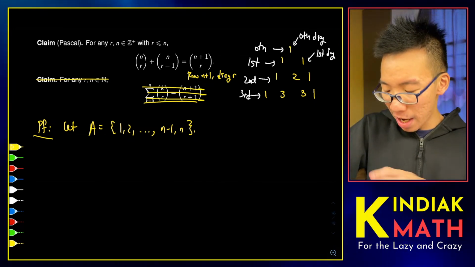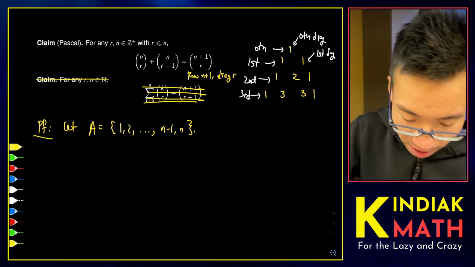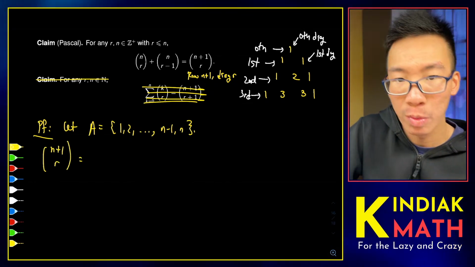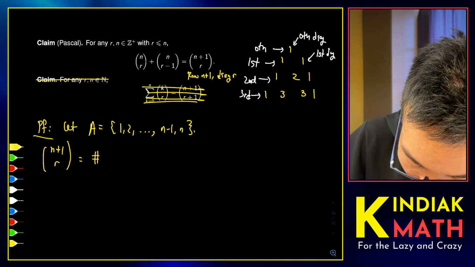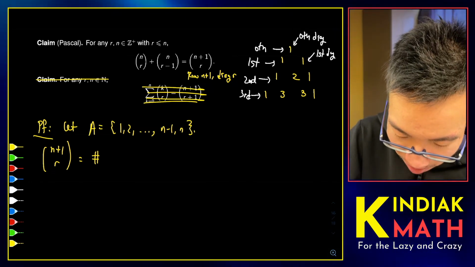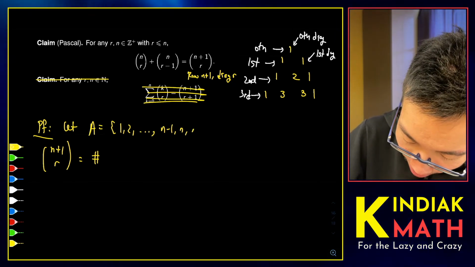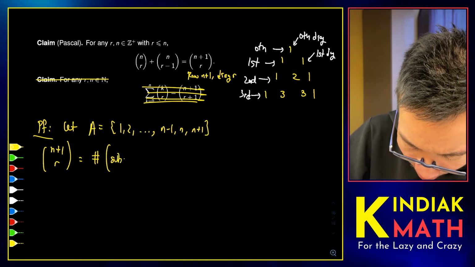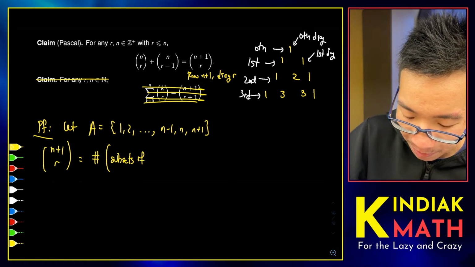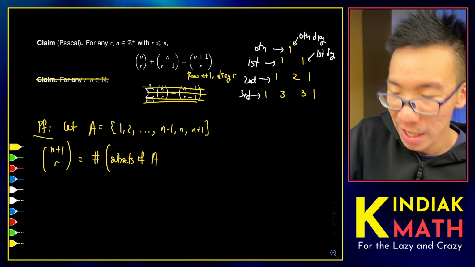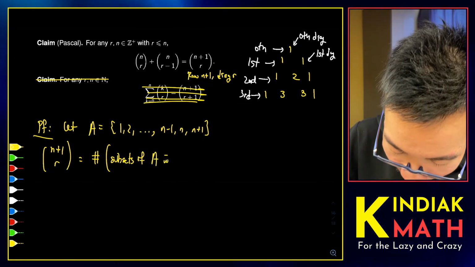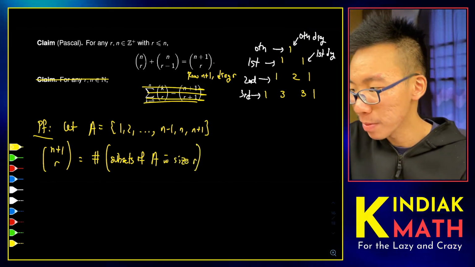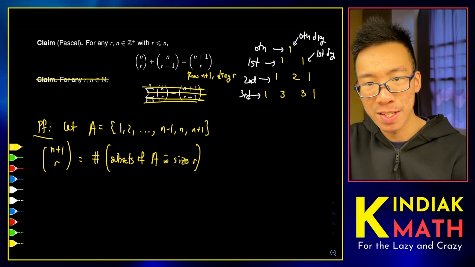And we have two situations, right? So on the left hand side, on the one hand, what's n plus 1 choose r? Well, that is going to be the number of subsets of A, because A has n plus 1 items, with size r. Number of subsets of A with size r.